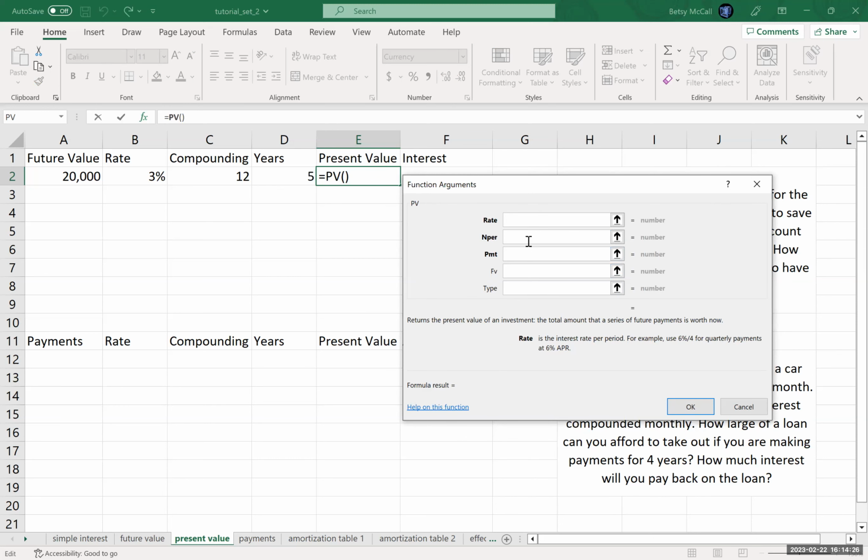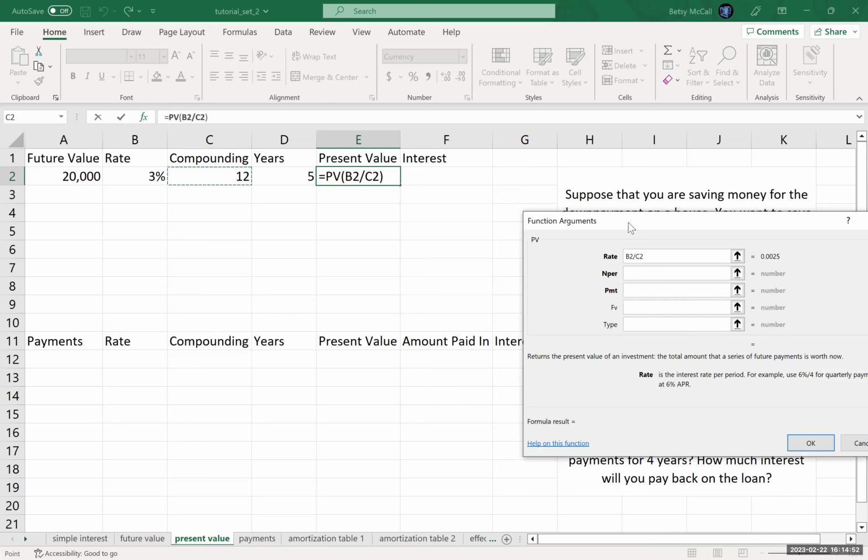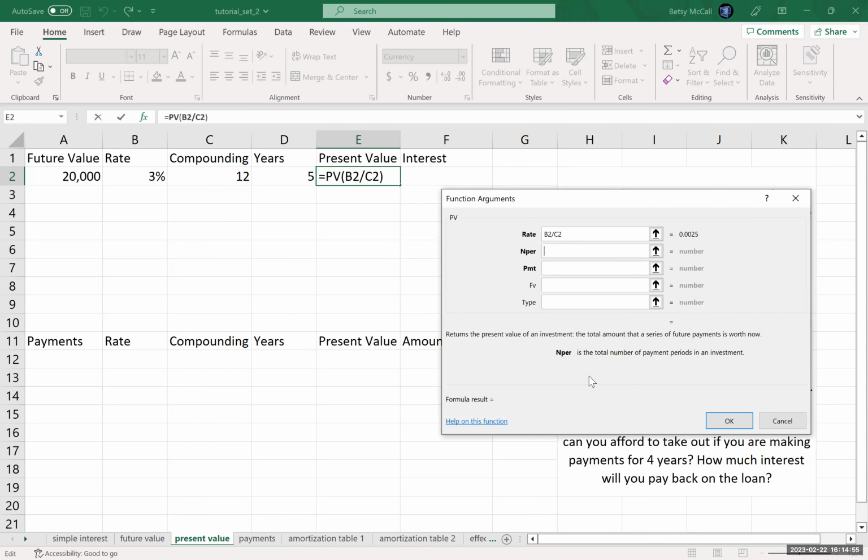Now, the present value formula works very similarly to the other Math of Finance formulas, including the future value. So our rate is the rate per period. In the example, they remind us that it's the annual rate divided by the number of times it's being compounded. So in this case, that'll be our 3% divided by 12. The N per is the total number of periods. So this is going to be the total number of compounding times per year times the number of years.